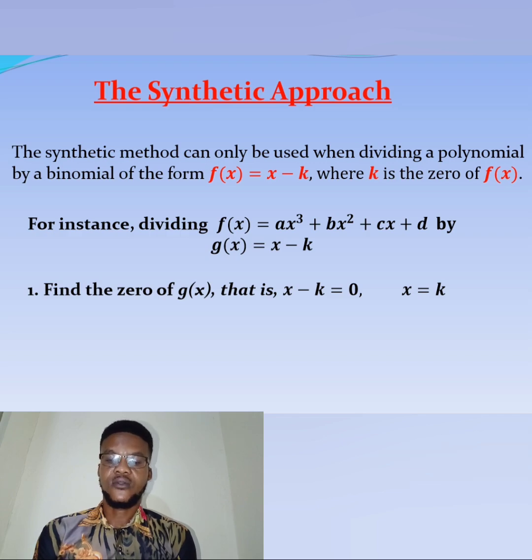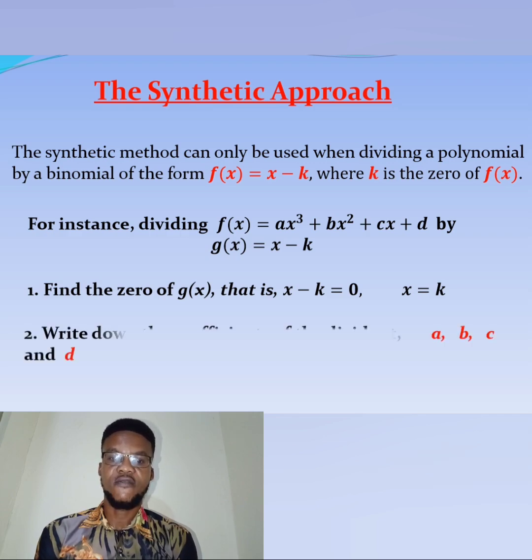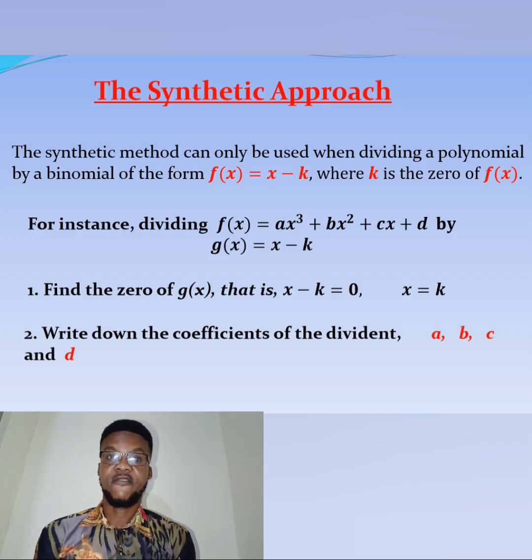So once you find the zeros, then what do you do? You need to write down your coefficients. The coefficients of what? The dividend. And what is the dividend? It is given in the question. That is f of x. The dividend, as I said earlier, is whatever you are going to divide by the divisor. Have you got it? So for our coefficients, we have a, b, c, and d.